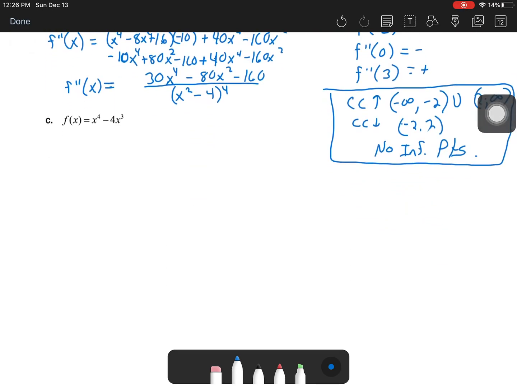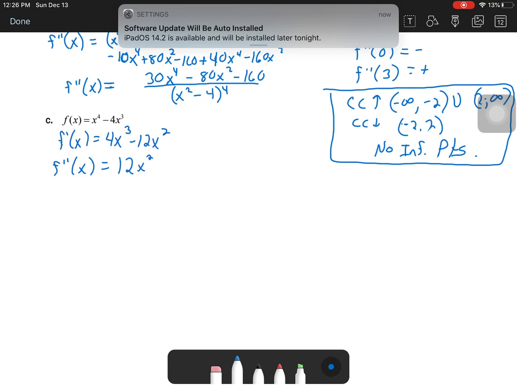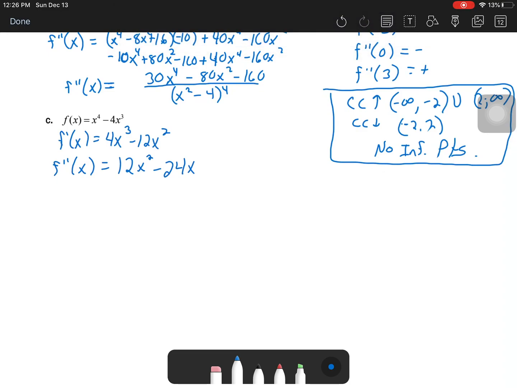And then there's an easier one for part C. If we just have a polynomial, that definitely makes finding the first and second derivatives much easier. So our f prime is 4x cubed minus 12x squared, and our f double prime is 12x squared minus 24x. Solving this should not be so difficult. If I set it equal to 0 and factor out my greatest common factor of 12x, I'm left with x minus 2. So the possible x coordinates of the inflection points would be 0 and 2. Those are my solutions.